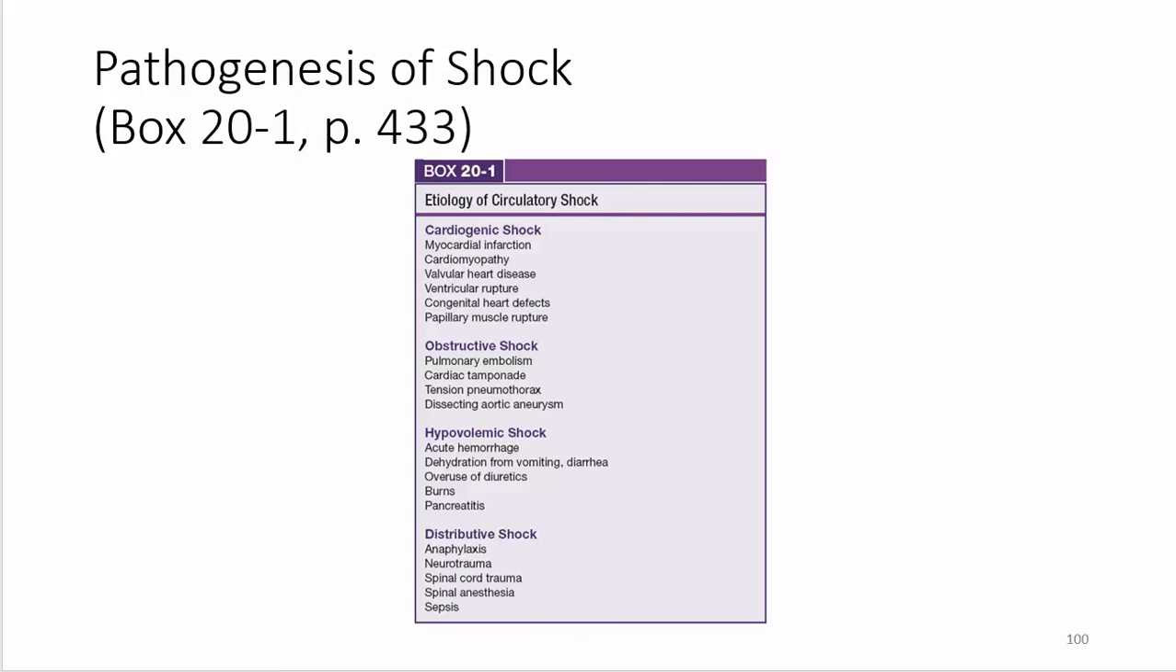So distributive shock is things like anaphylactic shock, head injuries, spinal cord injuries. Sepsis is an important thing. So sepsis is shock because of blood-borne infections. All of these things can lead to circulatory shock. And what that is, is a loss of perfusion and oxygen.